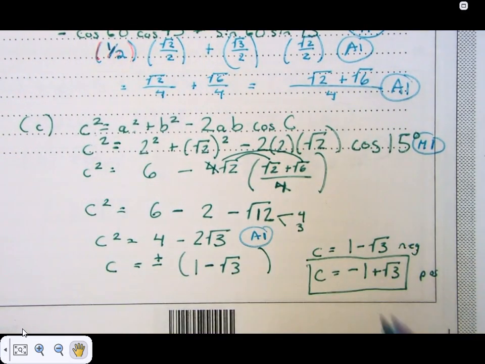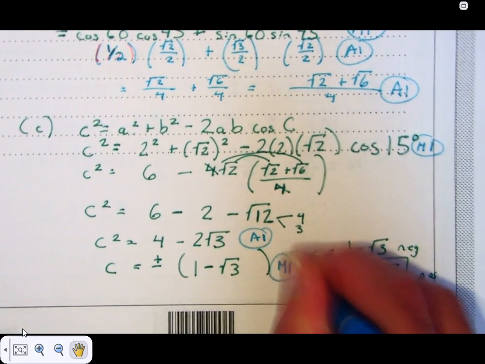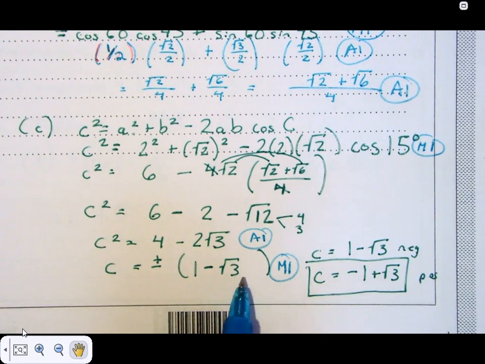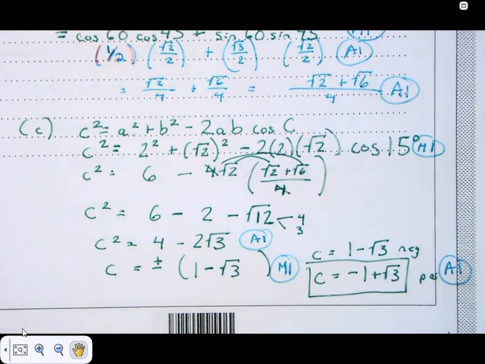So M1 was there, A1 was here. Figuring out using the A part gave you another mark, and then figuring out that you wanted to use this one gave you the last mark.